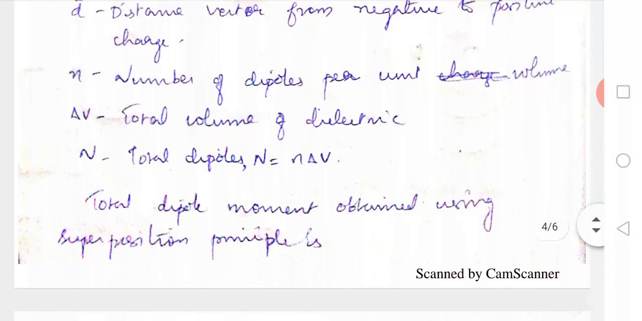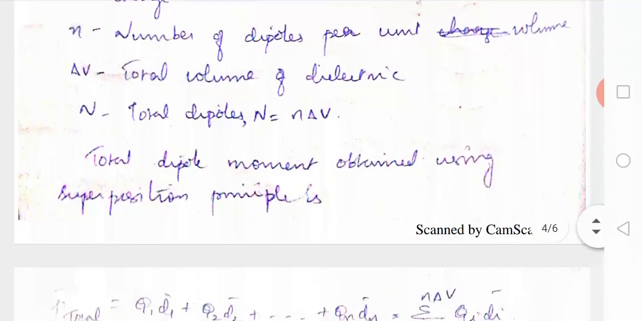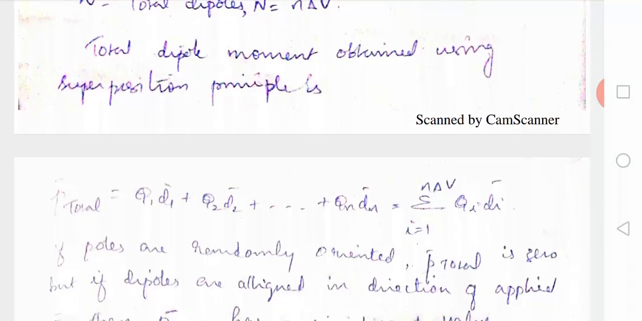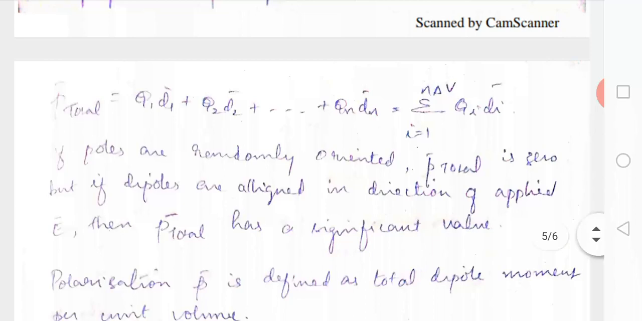The total dipole moment obtained using the superposition principle is vector P total equal to q1 vector d1 plus q2 vector d2 plus etc. If the number is up to n, that is sigma i equal to 1 to n delta V. What is n delta V? That is the total number of dipoles, qi di. If dipoles are randomly oriented, vector P total is 0, but if dipoles are aligned in the direction of applied vector E, then vector P total has a significant value.